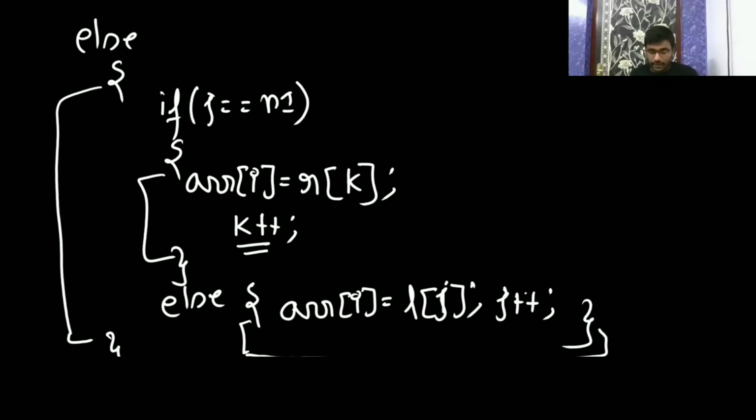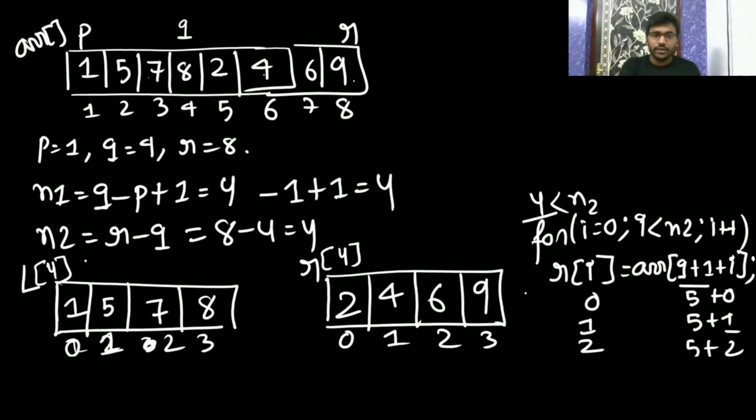Does anyone have any doubt about the merge function? The merge function is finished. So for merge, we have seen the code. Now, what is going to be the space complexity of merge?